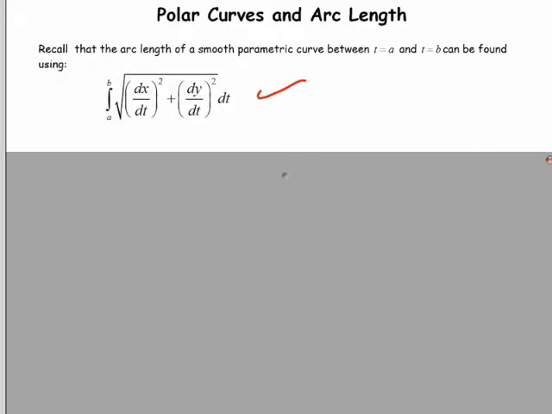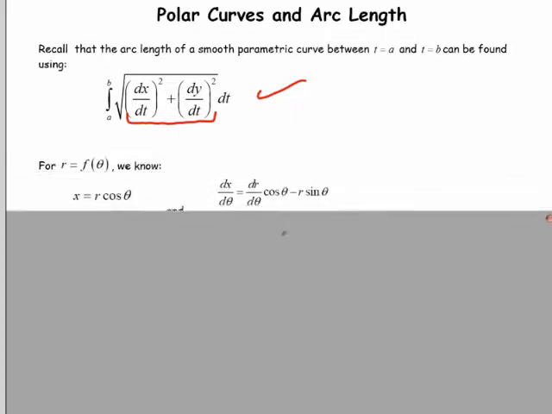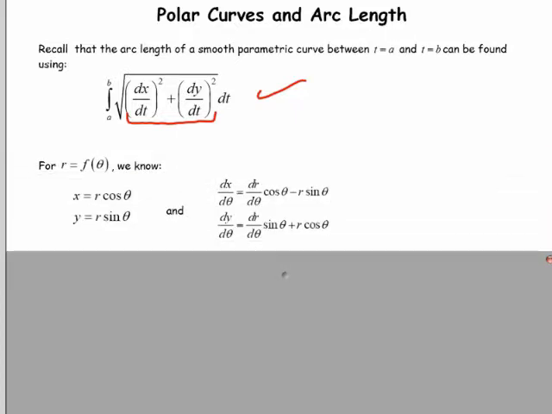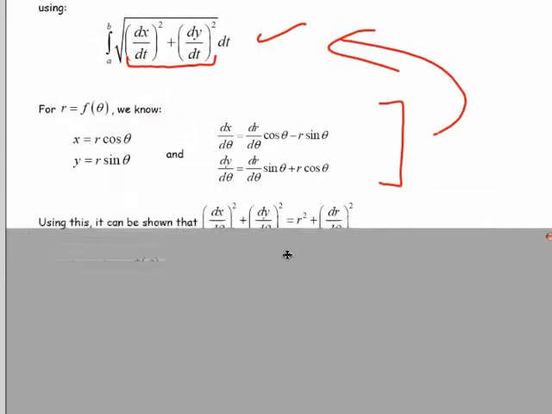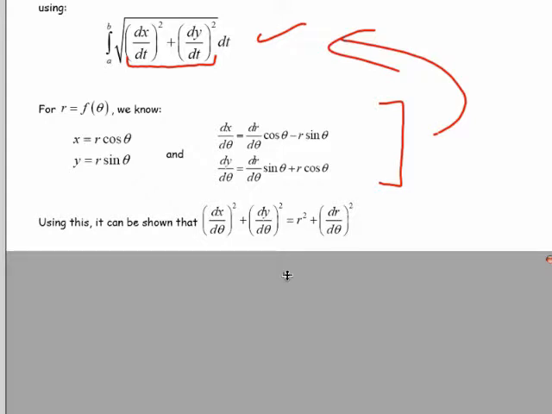And so what we're going to do is transform this equation in terms of r and theta. And we're going to do that by taking all of the stuff that we know about x, y, r and theta and its derivatives. All of this we've talked about. And we're going to apply it to this formula to create an arc length formula for polar curves. Alright, just to save us a lot of detail and time, you can show that taking these two expressions and squaring them and adding them together, that will equal this.